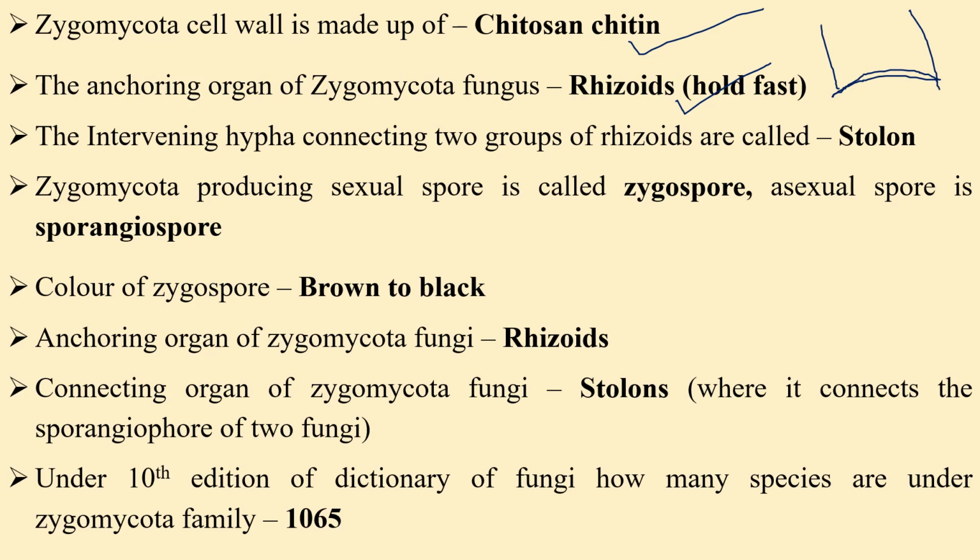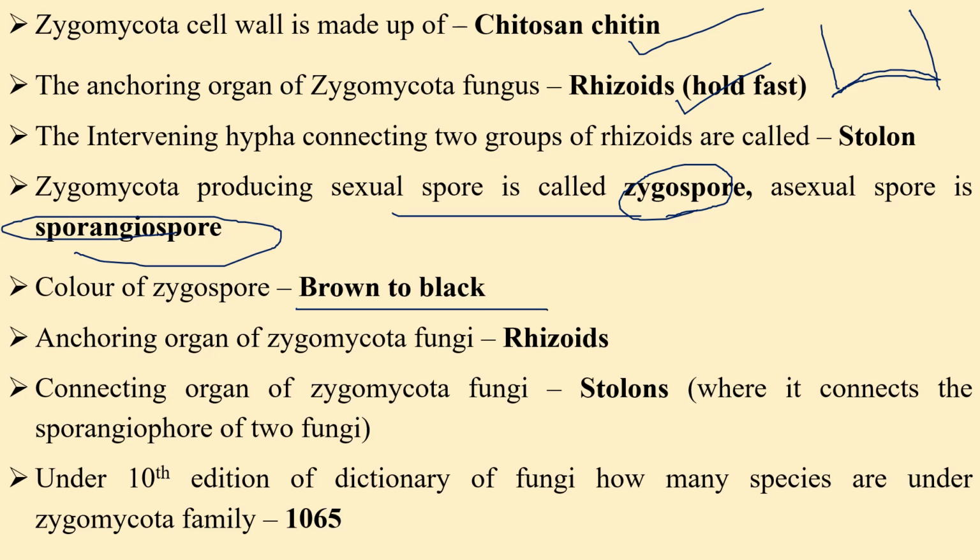Zygomycota produce a sexual spore known as zygospore. The asexual spore is known as sporangiospore. We can also call it aplanospore. And the color of the zygospore is generally brown, sometimes black, or brown to black in color. Generally we can call it thick or dark colored. The anchoring organ of Zygomycota fungi: rhizoids are generally the anchoring organ. The connecting organ of Zygomycota fungi: stolons are generally the connecting organ, right?